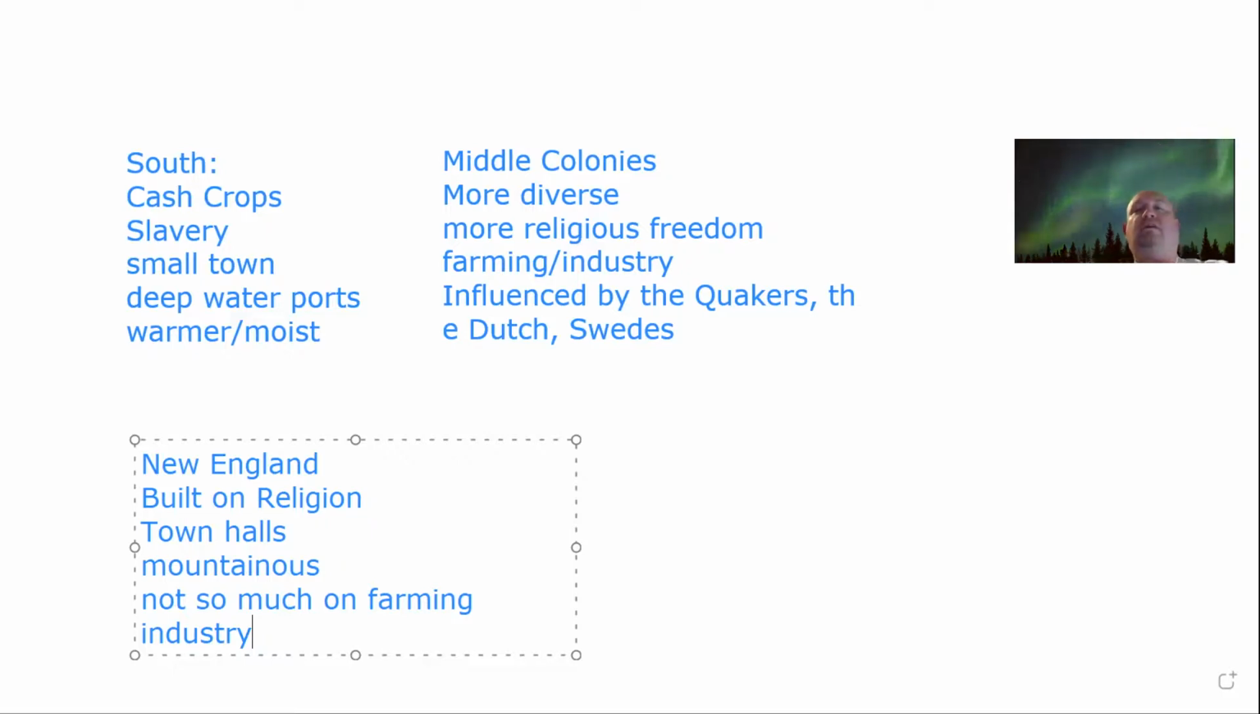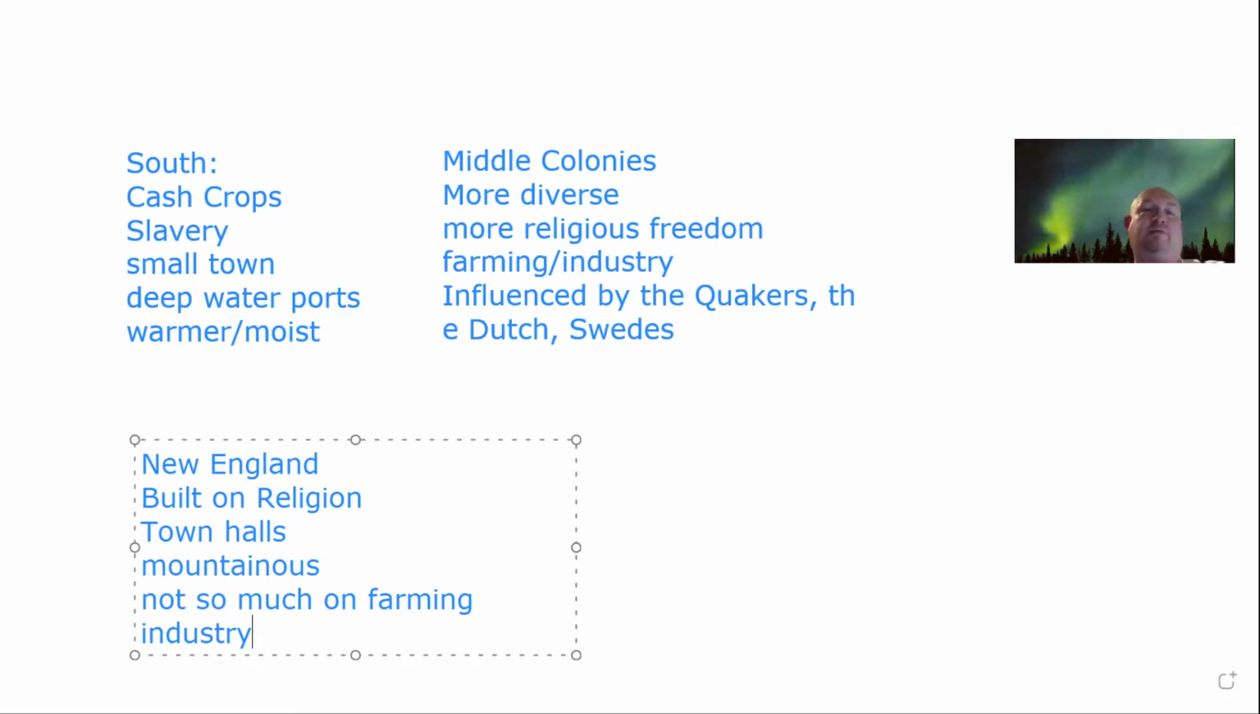So as you can start seeing, the regions are going to be different. People are going to have different views. Obviously, the culture that develops in the South is far enough away from the culture of the middle colonies and New England that within 100 years of the Declaration of Independence, we've already fought a civil war, especially when it comes to slavery and the economics of that.